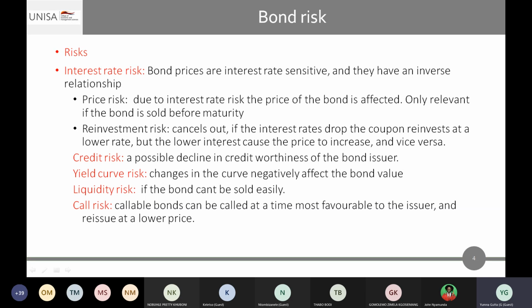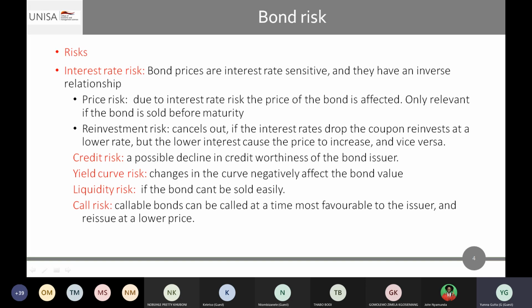So with reinvestment risk, if you're losing out on interest payments, you're gaining on the price. If you're losing out on the price, you're gaining on the interest rate. So these are the two risks which come from the interest rate, price and reinvestment, right?